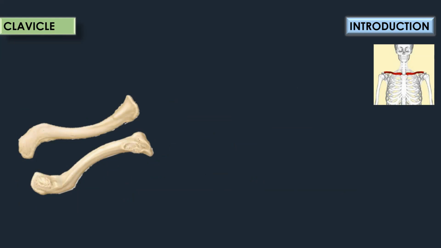Hello everyone, welcome to part 1 of the anatomy series, in which we are going to target the bones of the upper limb. To start with, let's look into the anatomy of the clavicle.